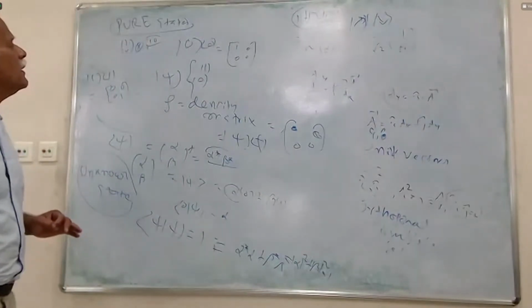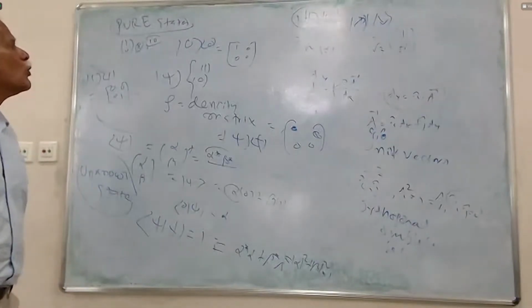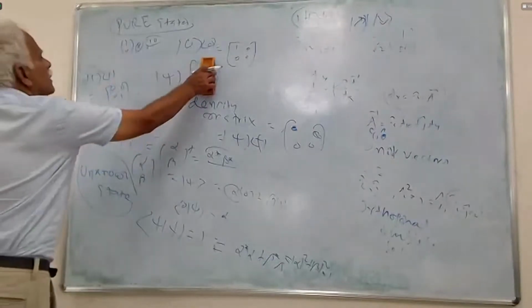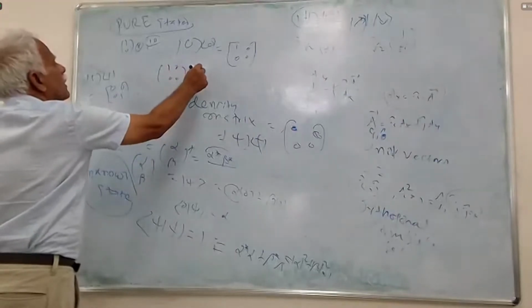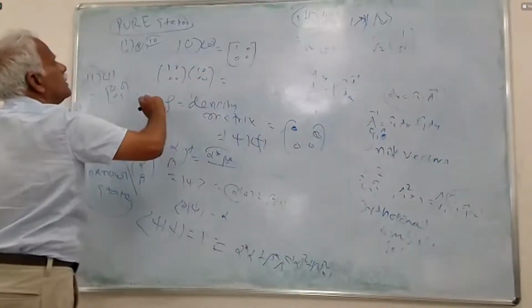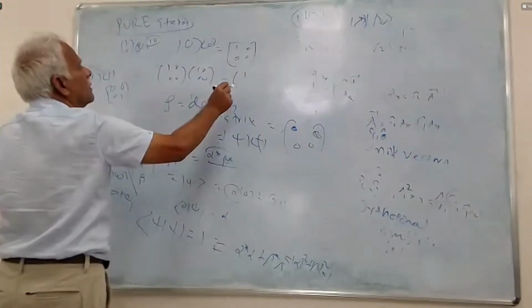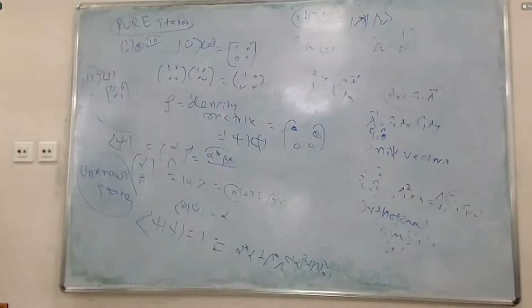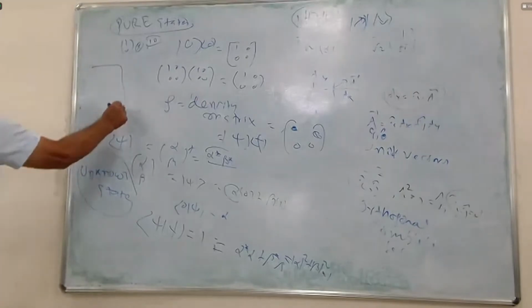For a pure state, trace of rho is equal to 1, and rho square is equal to rho. Let's check that rho square is equal to rho. Rho is 1, 0, 0, 0, and now multiply the matrices. You get the same matrix back. This is a projection operator. Rho square is equal to rho for a pure state. Why is it useful? Keep that in mind.